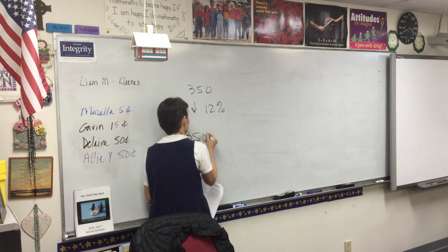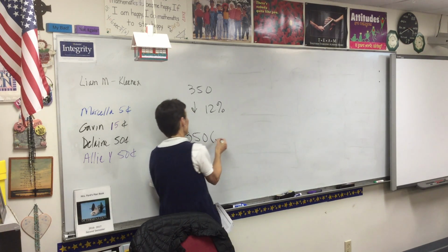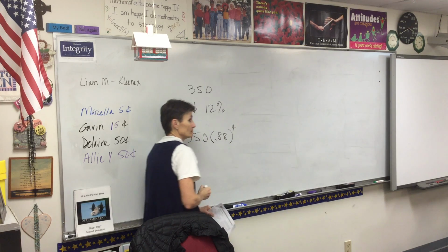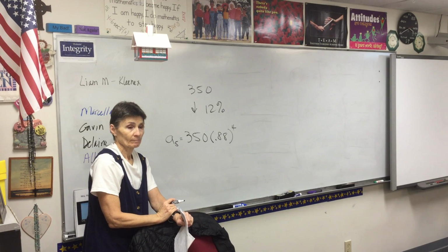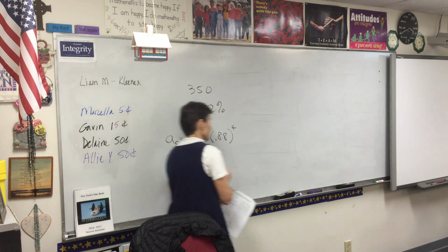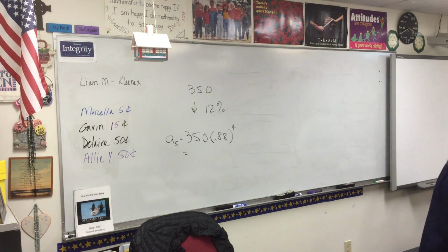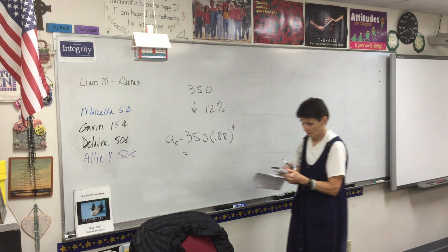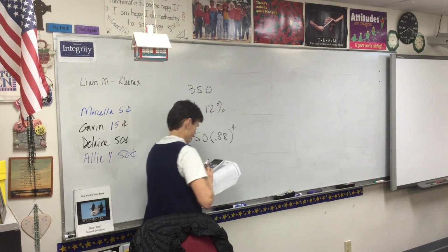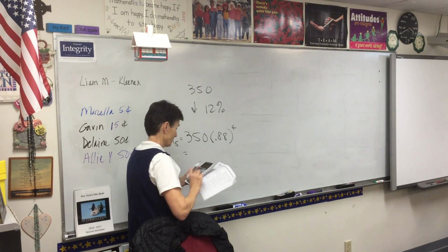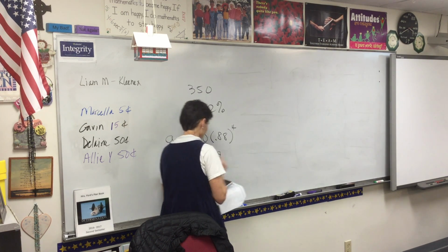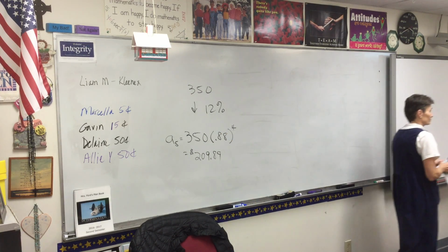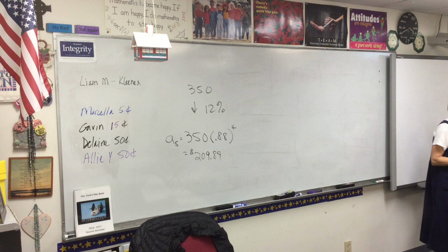350 times what? 0.88 to the fourth. That's going to be the 5th term, right? So we type it in, write down the answer, and move on. 350 times 0.88 to the fourth, $209.89. Everybody okay with that?